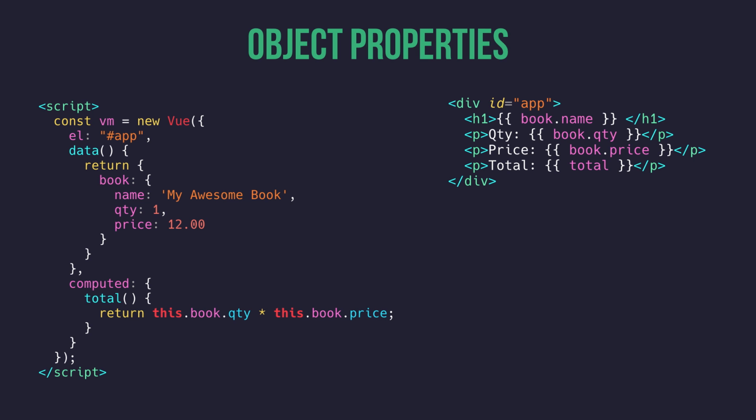As we can see here, we have a return object, and inside of that object, we have a book object with name, quantity, and price. And we're displaying all of those over in our template. In our computed property, we have a total, which is going to return the quantity times the price. If we were to run this application, everything would work just fine.